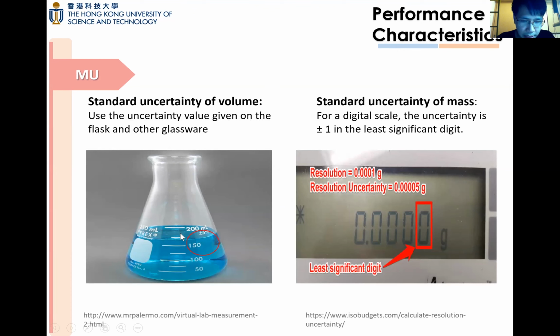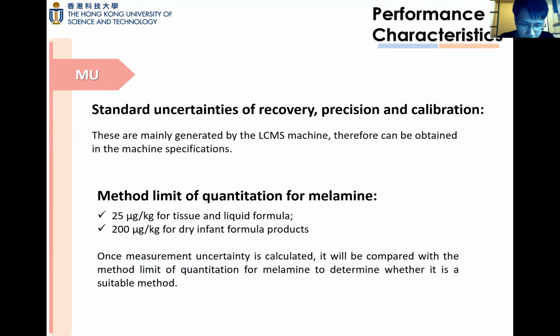How to determine these standard uncertainties? For the volume, we can use the uncertainty given by the flask, and for the mass, the uncertainty is plus or minus 1 in the least significant digit. To minimize the uncertainty, we can use a flask with a more precise reading or a more precise digital scale that can provide more digits. As for the standard uncertainty of recovery, precision, and calibration, these are mainly generated by the LC-MS machine, therefore they can be obtained from the machine's specification.